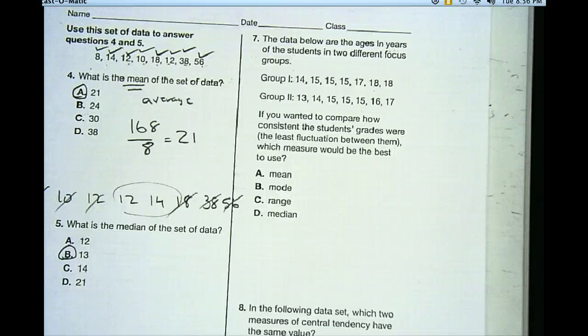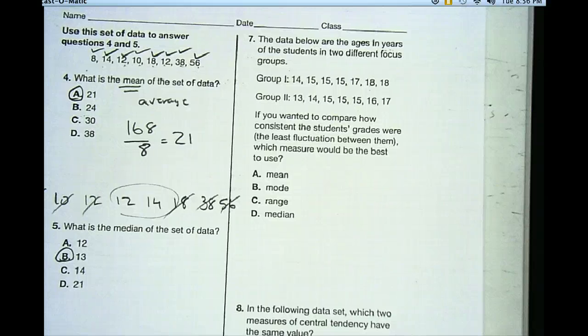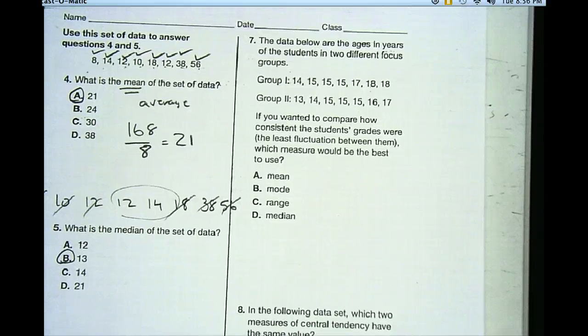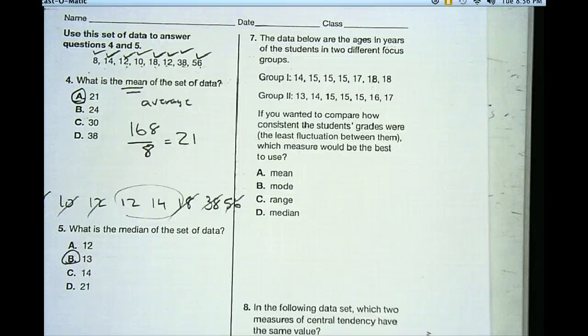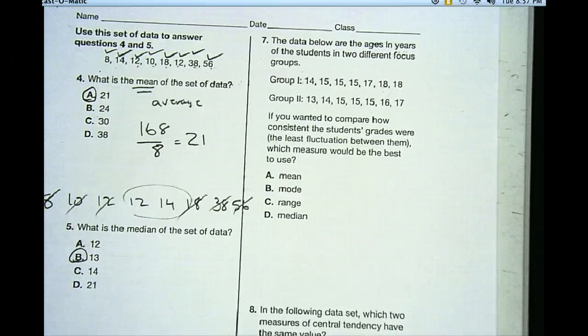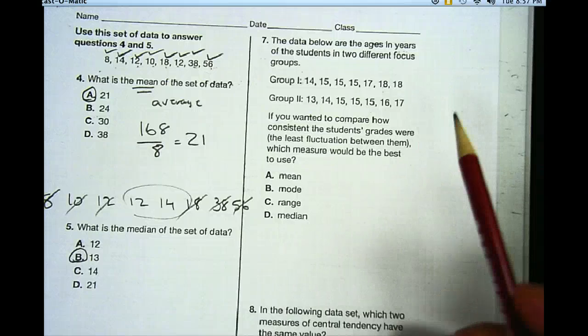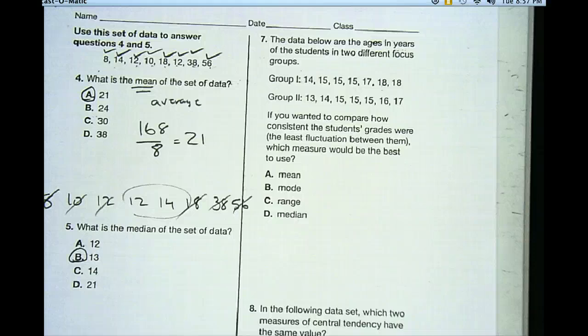Number 7, the data below are the ages and years of students in 2 different focus groups. If you want to compare how consistent the students' grades were, the least fluctuation between them, which measure was best to use? Well, if I want to see that they fluctuate the least, I'm going to look at the range of the sets of data.